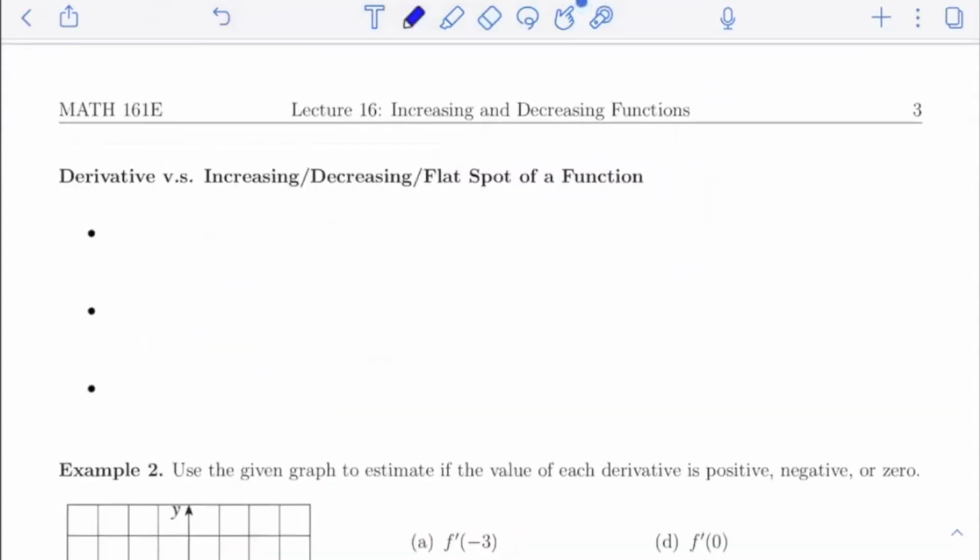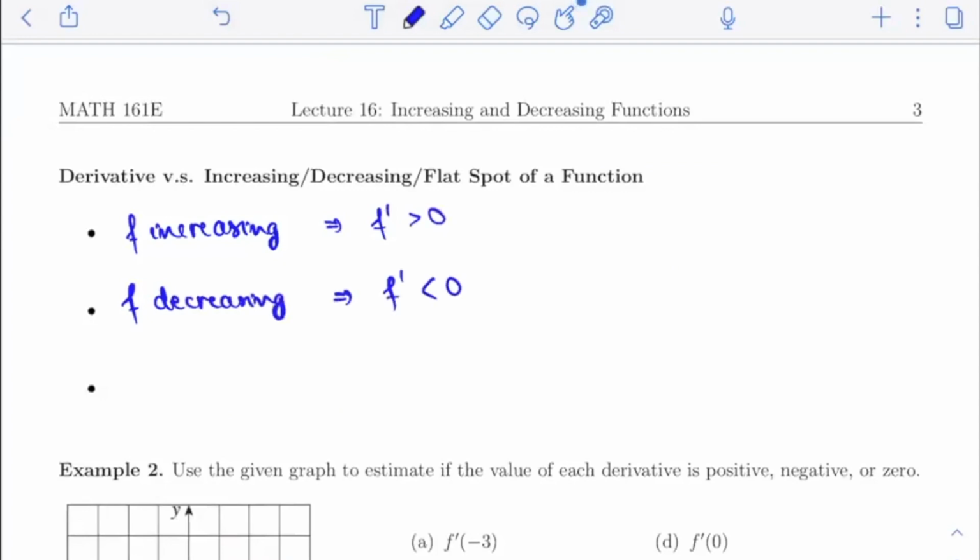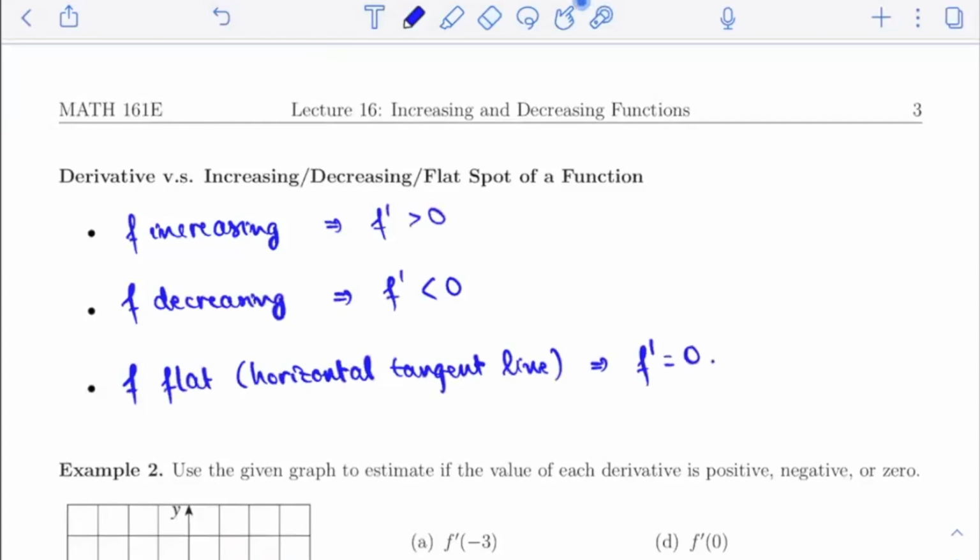Not only when you look at the graph, but also the derivative of the function can tell you a lot about the behavior of the function. When the function is increasing, it can imply that f prime has a positive value. Right? When the function f is decreasing, it can indicate that the derivative of the function is less than 0. And when f remains constant or has a flat spot or horizontal tangent line, it can imply that f prime is equal to 0.